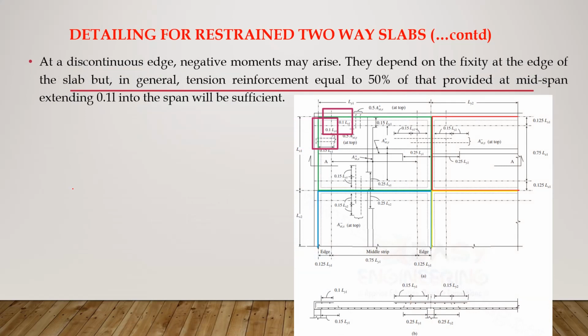And finally, at a discontinuous edge, negative moments may arise. They depend on the fixity at the edge of the slab, but in general, tension reinforcement equal to 50% of that provided at mid-span extending 0.1 times the length into the span will be sufficient. We talked about continuous edges in our previous slide. Now in our discontinuous edges, the tension reinforcement at the top that is designed for negative moments should extend at least up to 0.1 times the length in that direction.